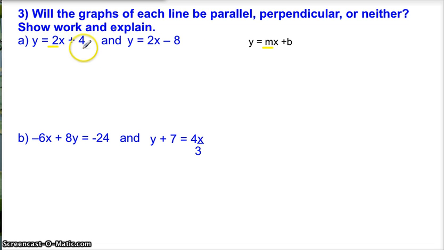y equals 2x plus 4, y equals 2x minus 8. Since the slopes are exactly the same, your lines will be parallel.